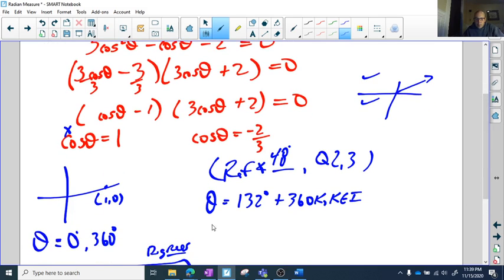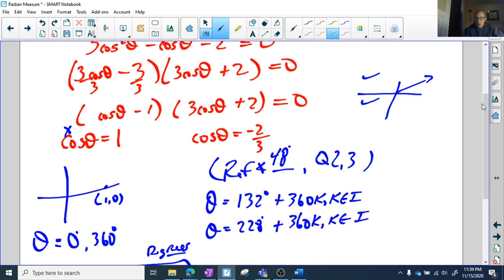And then theta could also be in quadrant 3. So I just did 2. In quadrant 3, it's 180 plus the reference angle, 228, plus 360k, where k could be any element of the integers.